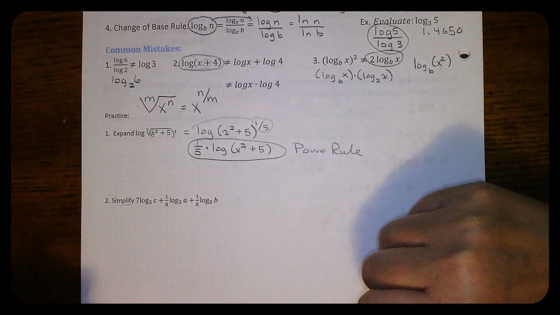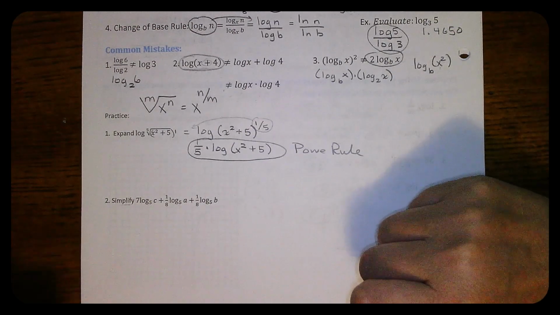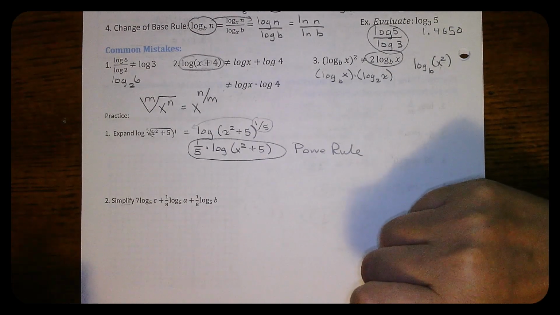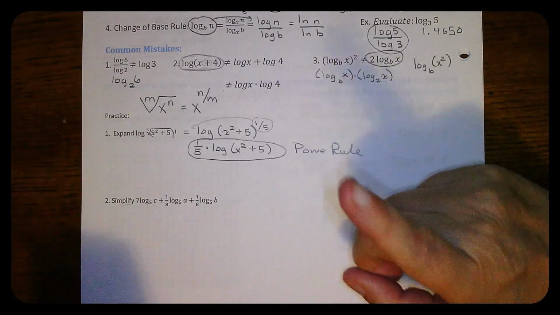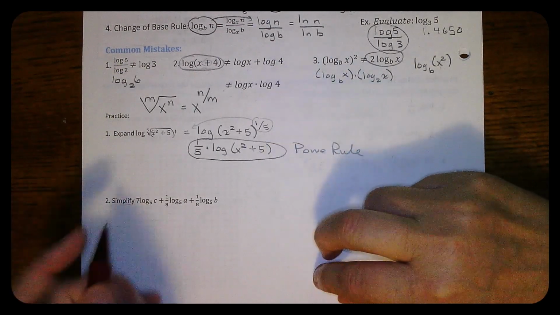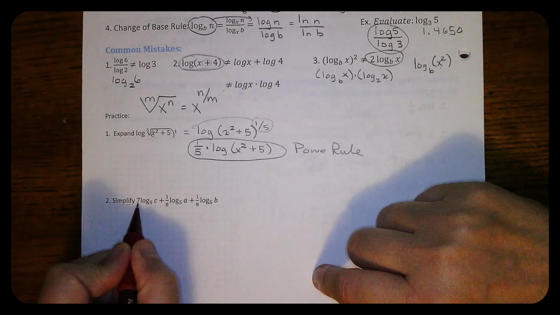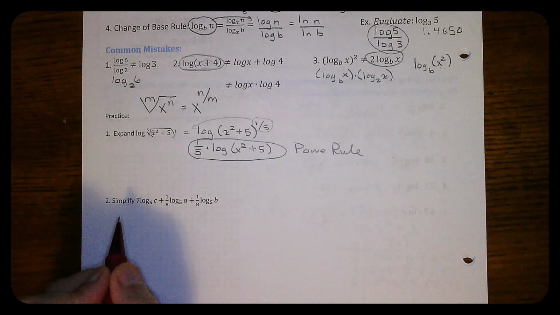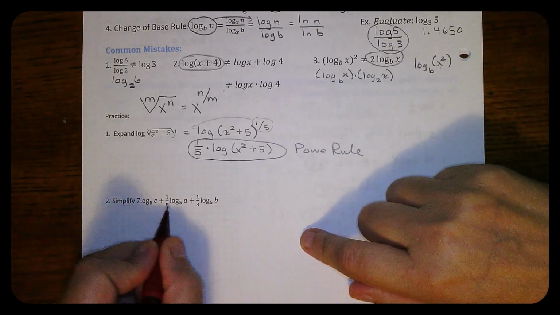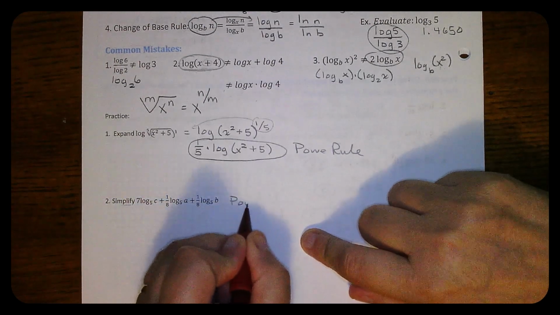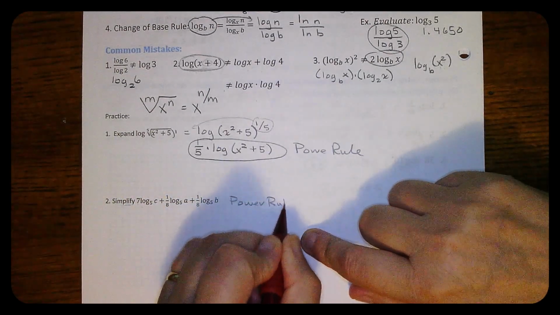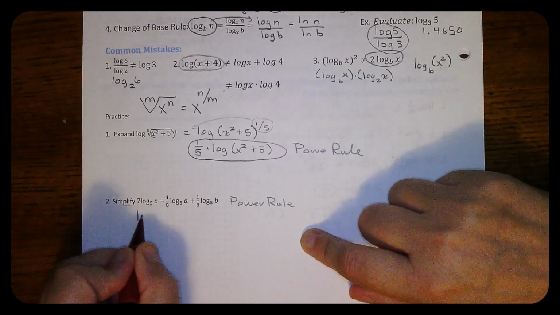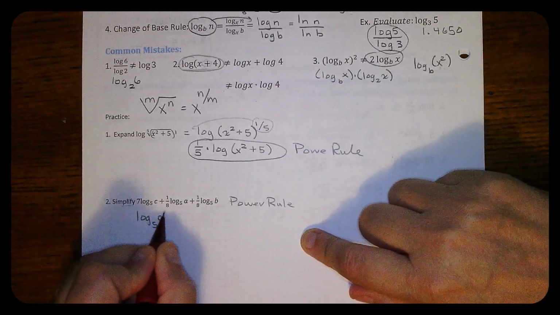So you have to know the order in which you do things. Well, you have to isolate the log before you can use the product rule or the quotient rule. What I mean by that is you've got to get rid of the 7 that's being multiplied. So the first thing we're going to do is use the power rule to do that, to get those logs isolated. So that would be the log base 5 of c to the 7th.